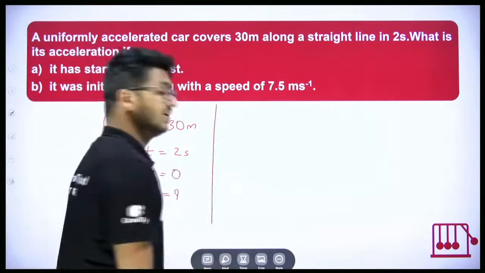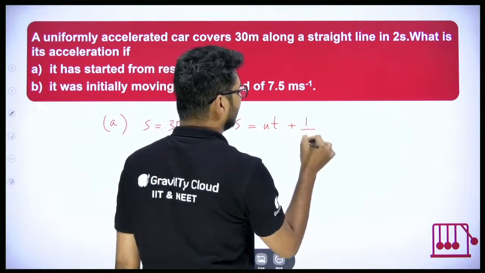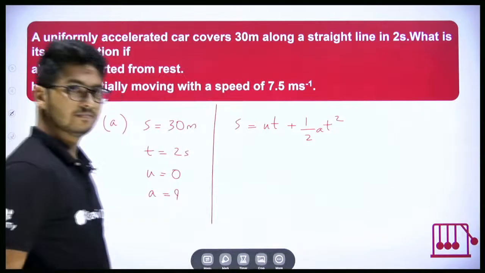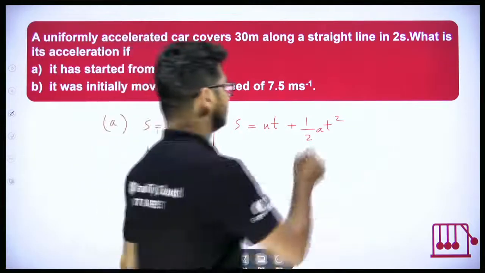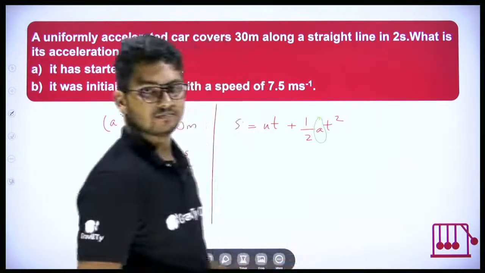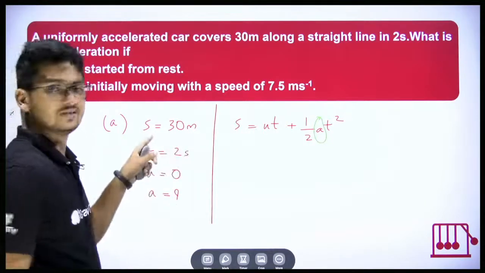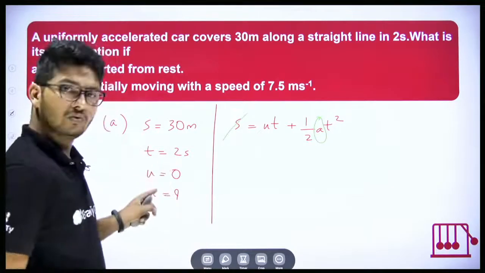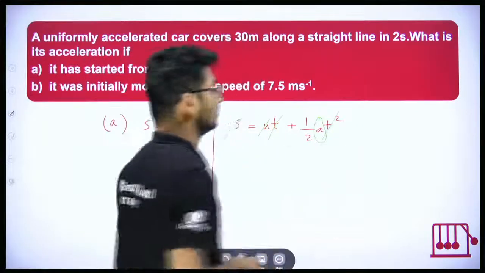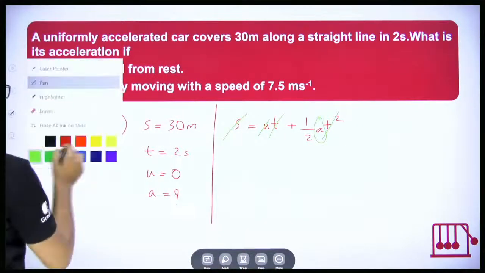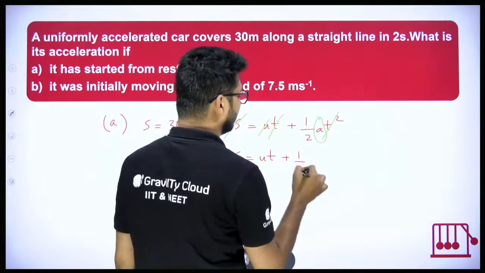Can we do it? Which equation do we use? Let's try using the second equation. S is equal to ut plus half at square. Let's verify whether we can use this. We have to find out acceleration. Yes, we don't know acceleration, we will find it out. But apart from acceleration, do we have everything else? Do you have S? Yes. Do you have U? Yes. Do you have time? Yes. That means except for acceleration, we have everything else. So we can use this equation. S is equal to ut plus half at square.